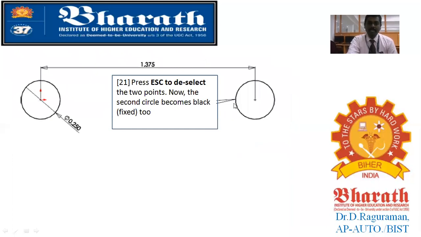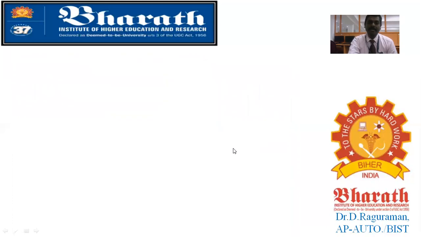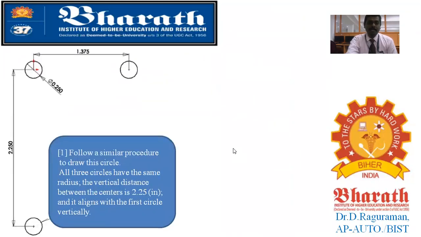So now you are deselecting the points. You have selected the circle center points. Now you are deselecting them by pressing escape. Now the second circle, which previously was blue, will become black. So now the third circle is what? The third circle has to go as a vertical one. This is the first two circles, and on the outer side we will be having the arm that should be created using lines. Now we will complete the circles first.